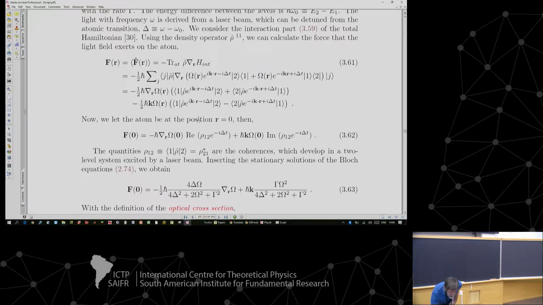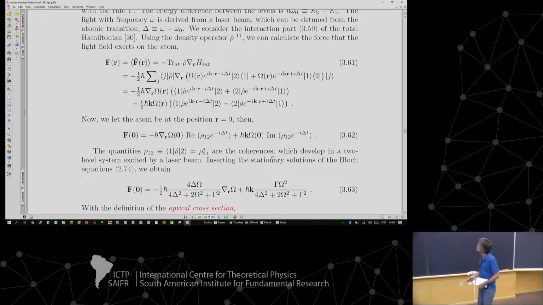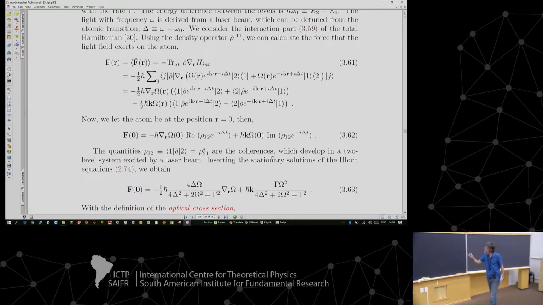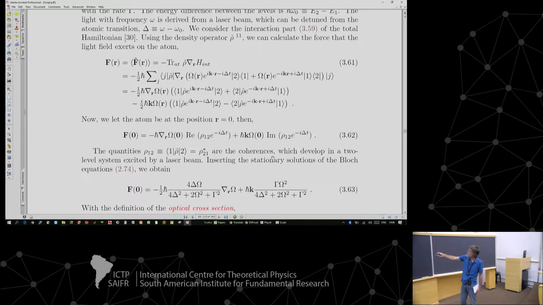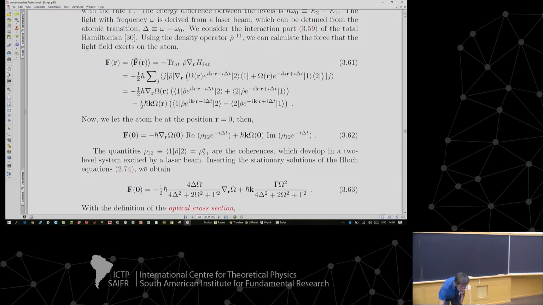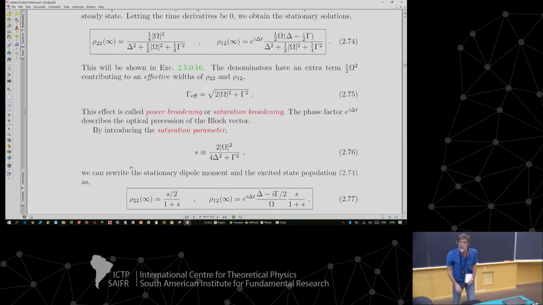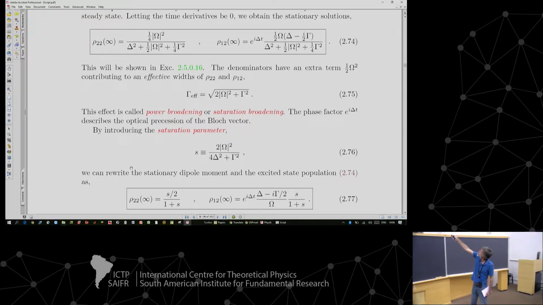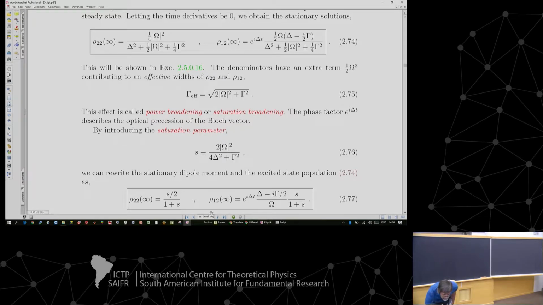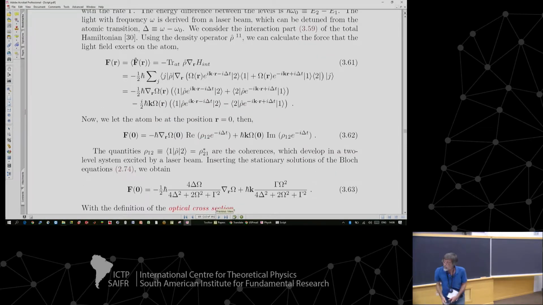Now these are nothing else than this. So we simply put here the stationary solution of the optical Bloch equation. So this is equation 274. I click on that just to show you what it looks like. This is the solution of the coherences. And this is the formula that I plug in now into the previous formula. And this is what I get.